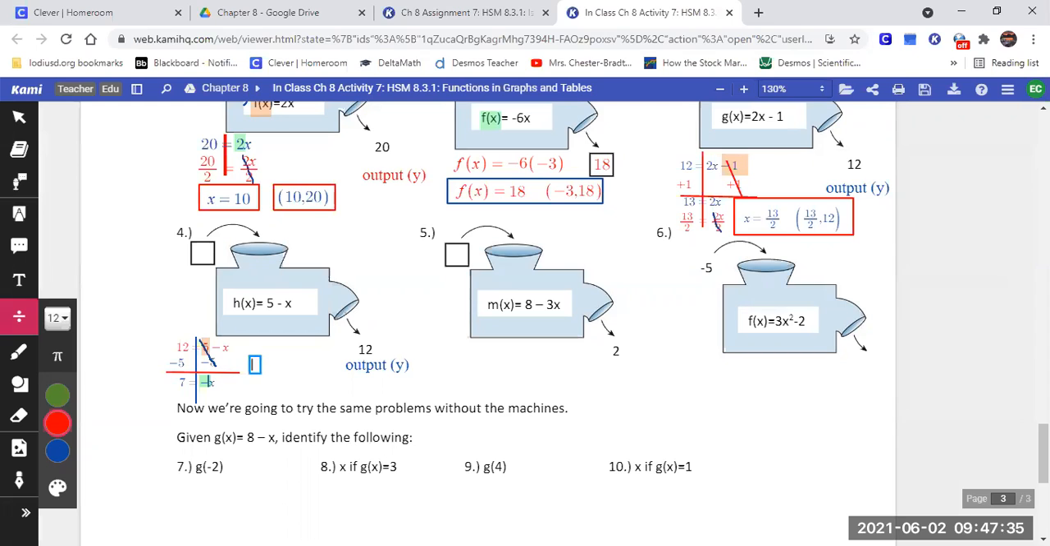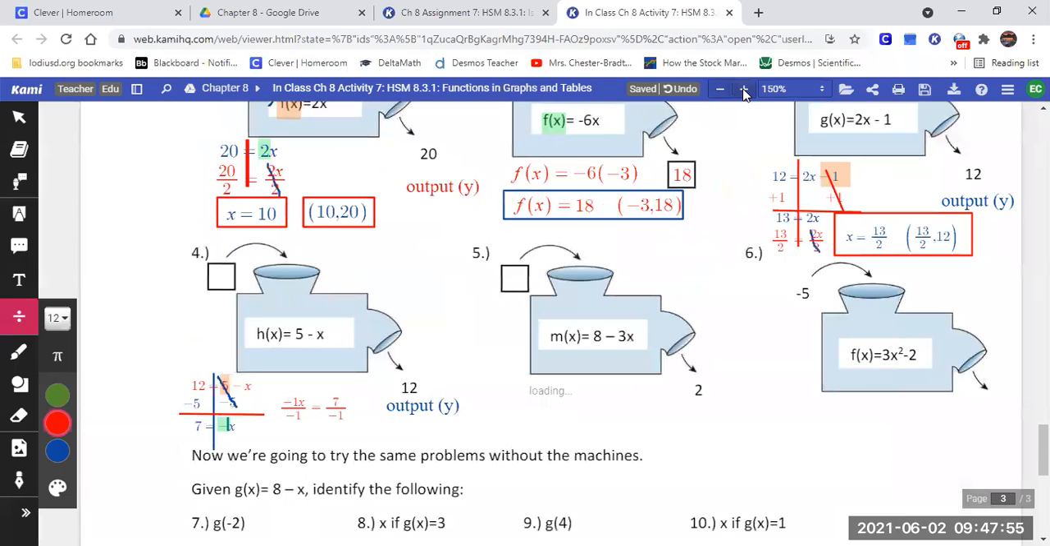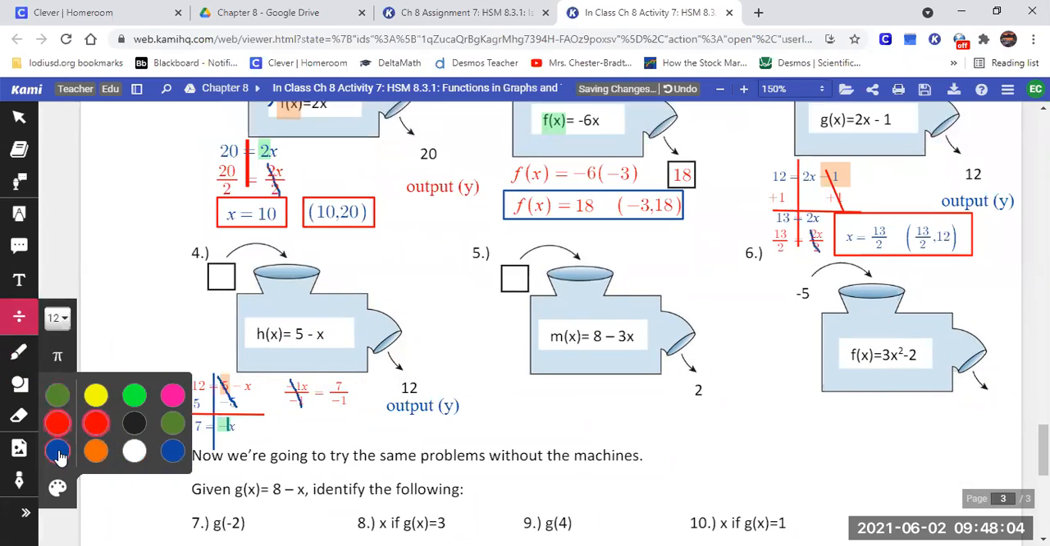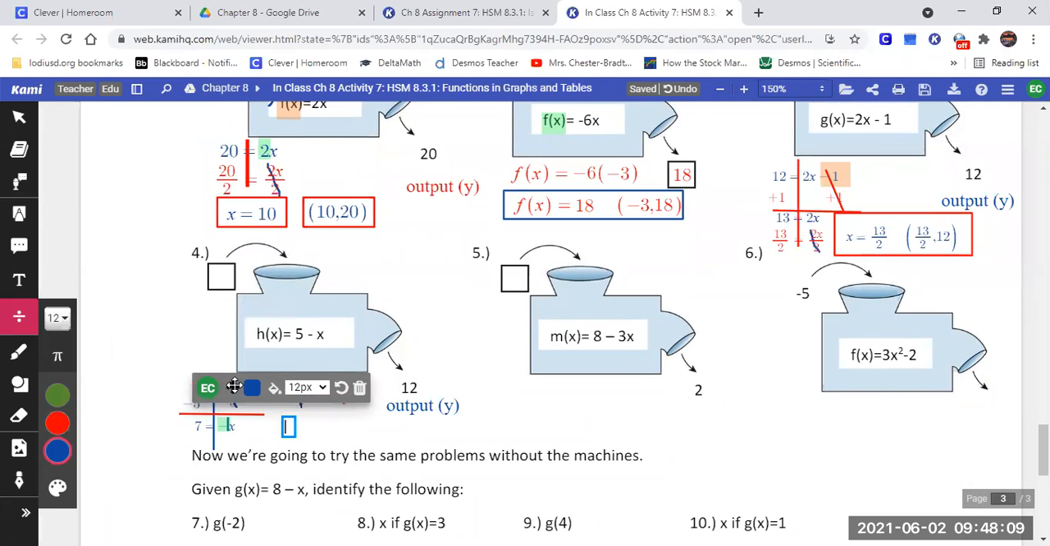So I have a 7. Well, I'm going to actually do it to the negative 1x, so I'm going to divide by negative 1. And that has to equal 7 divided by negative 1. Well, what's that going to be if I do that math? The negatives are going to be gone for the x, right? And my final answer is going to say what? And then tell me my coordinate pair as well.